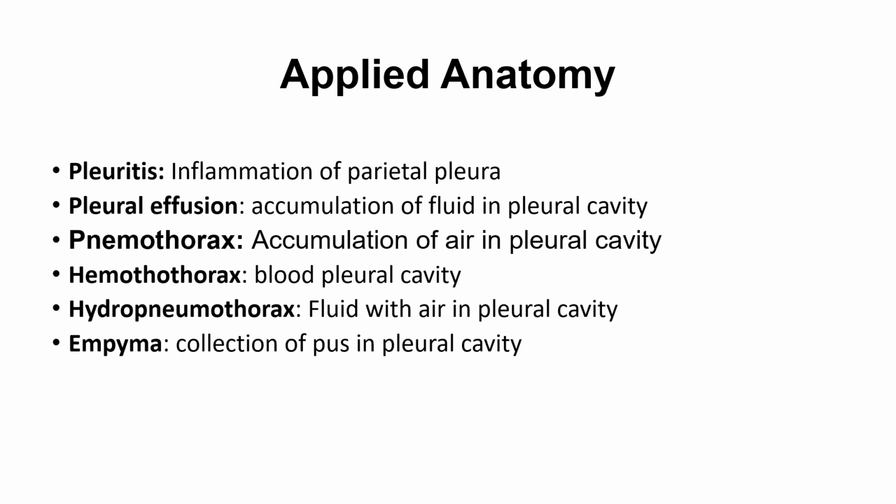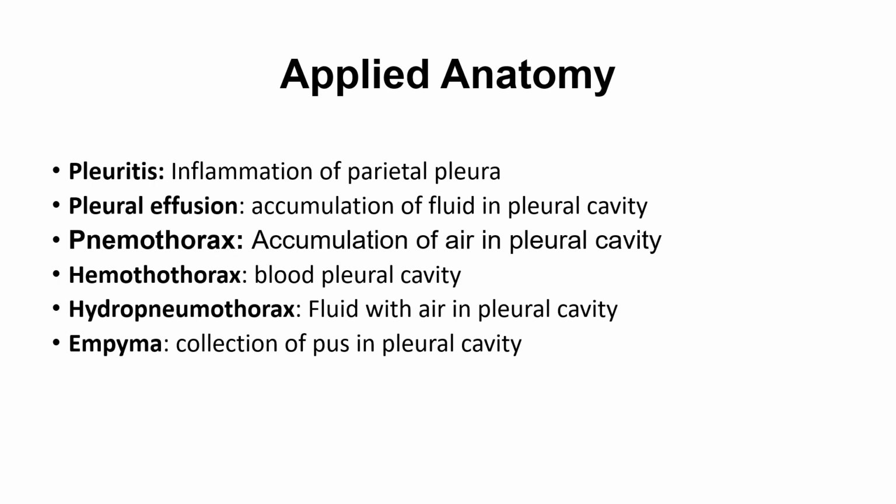Pleural effusion is accumulation of fluid in the pleural cavity, but when it is blood within the pleural cavity, it is termed hemothorax. And if it is pus in the pleural cavity, it is called empyema. Sometimes there can be air inside the pleural cavity, and accumulation of air is called pneumothorax.